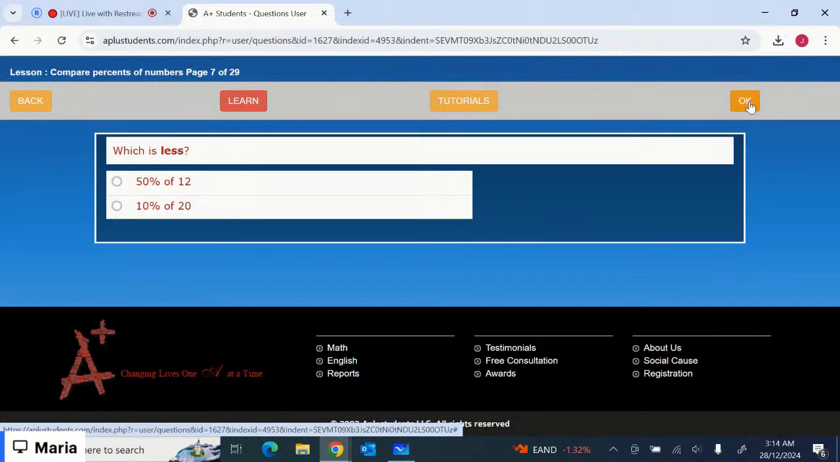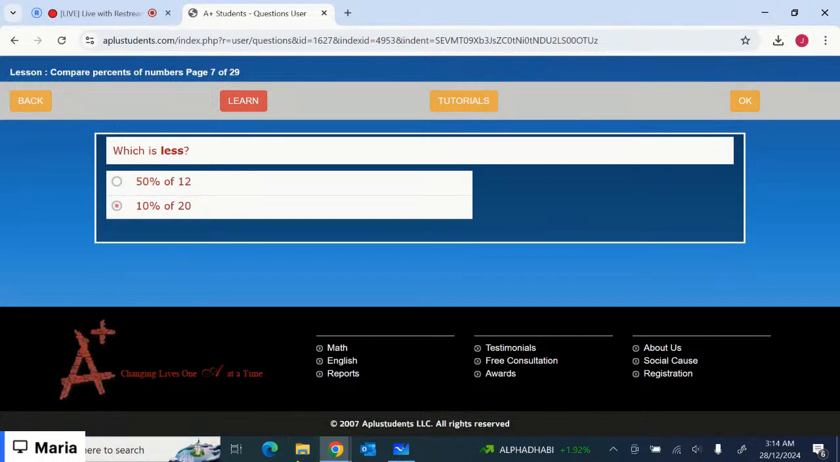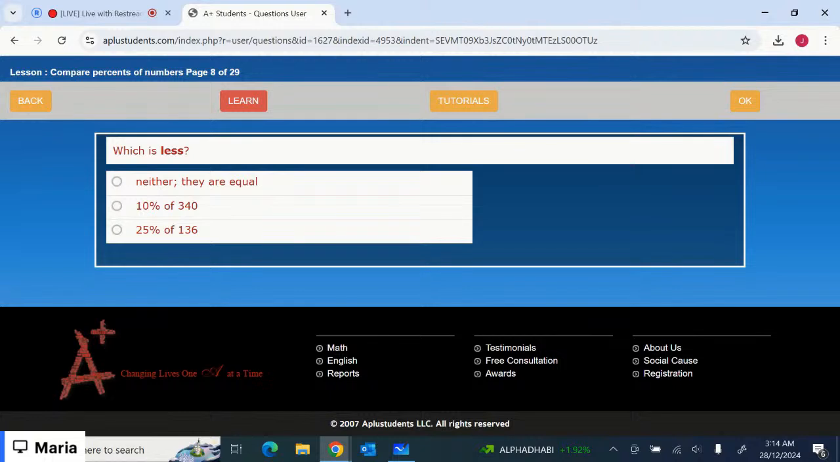Which is less, 50% of 12 or 10% of 20? The correct option is 10% of 20 is less than 50% of 12. Option number 2 is the correct option. Which is less, 10% of 340 or 25% of 136? Which is the correct option?